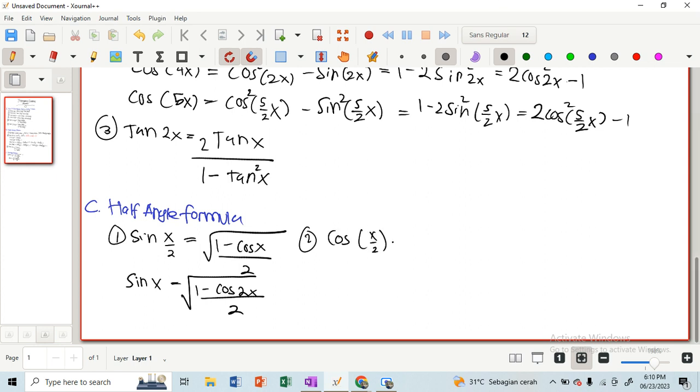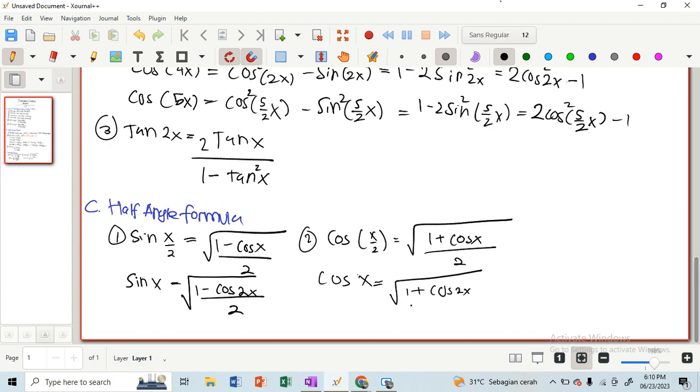Now for the cosine of x divided by 2, the half of x, it is equal to the root of 1 plus cosine of x divided by 2. And you could change this equation based on your circumstances. For example, you have cosine of x, you could expand it as 1 plus cosine of 2x divided by 2.